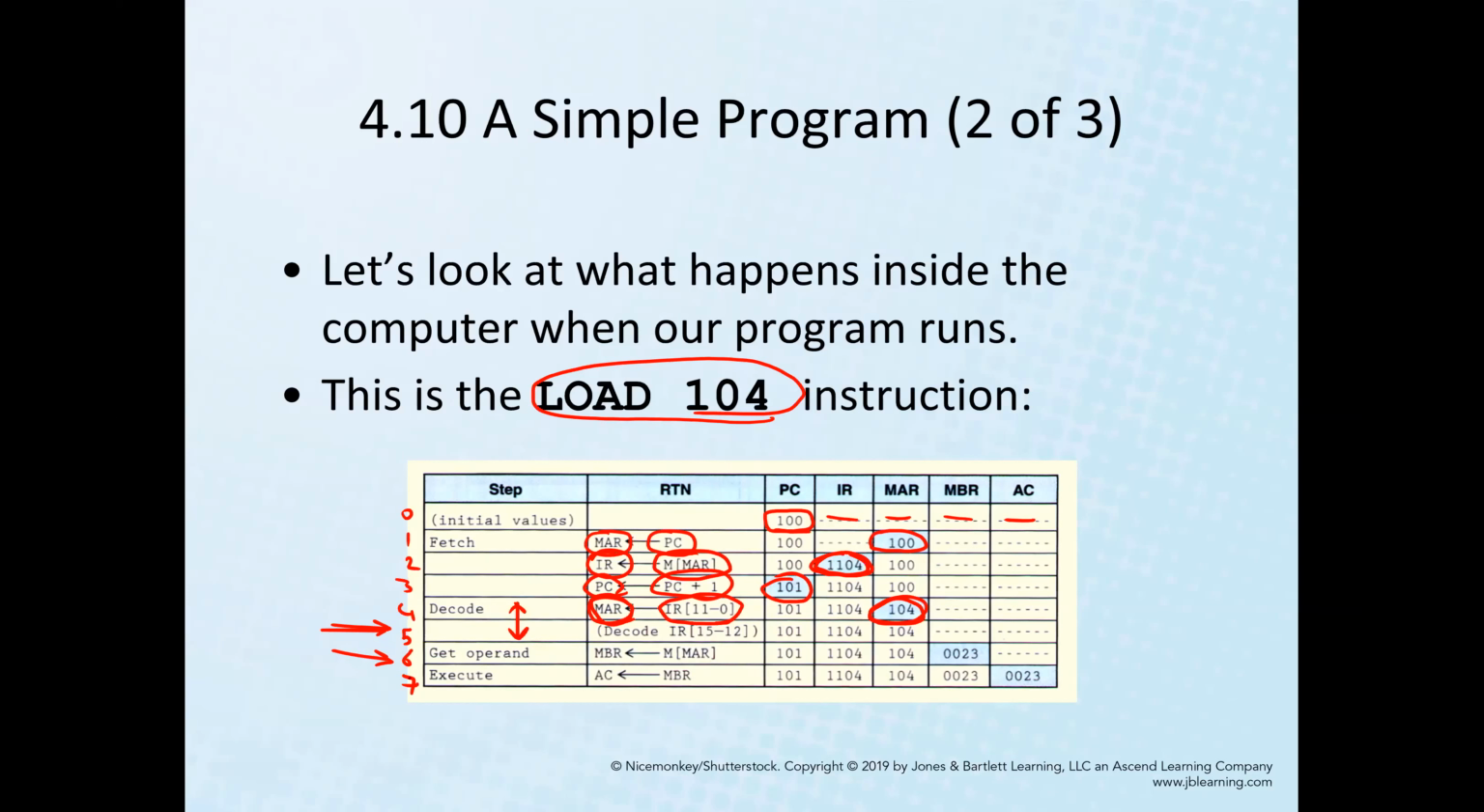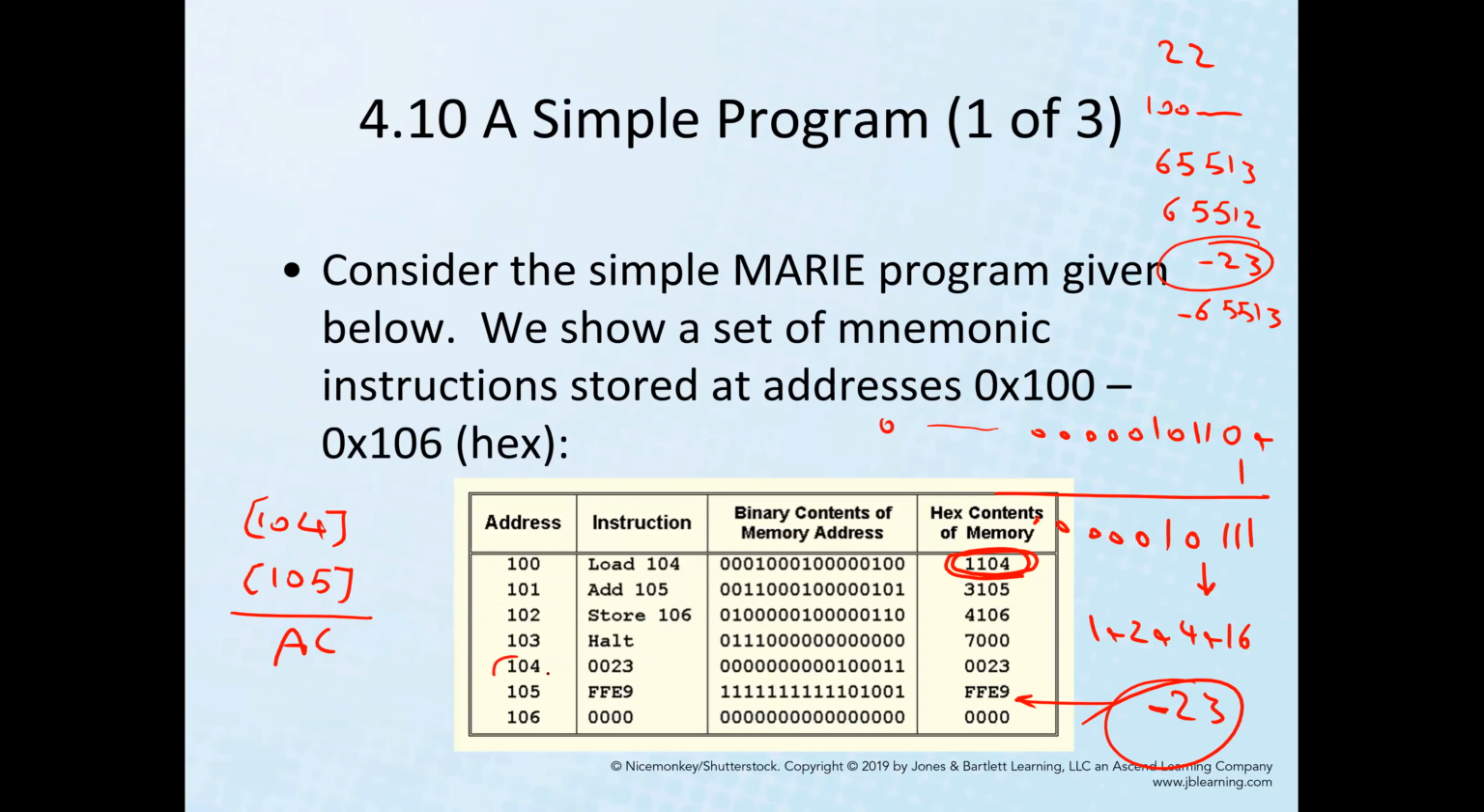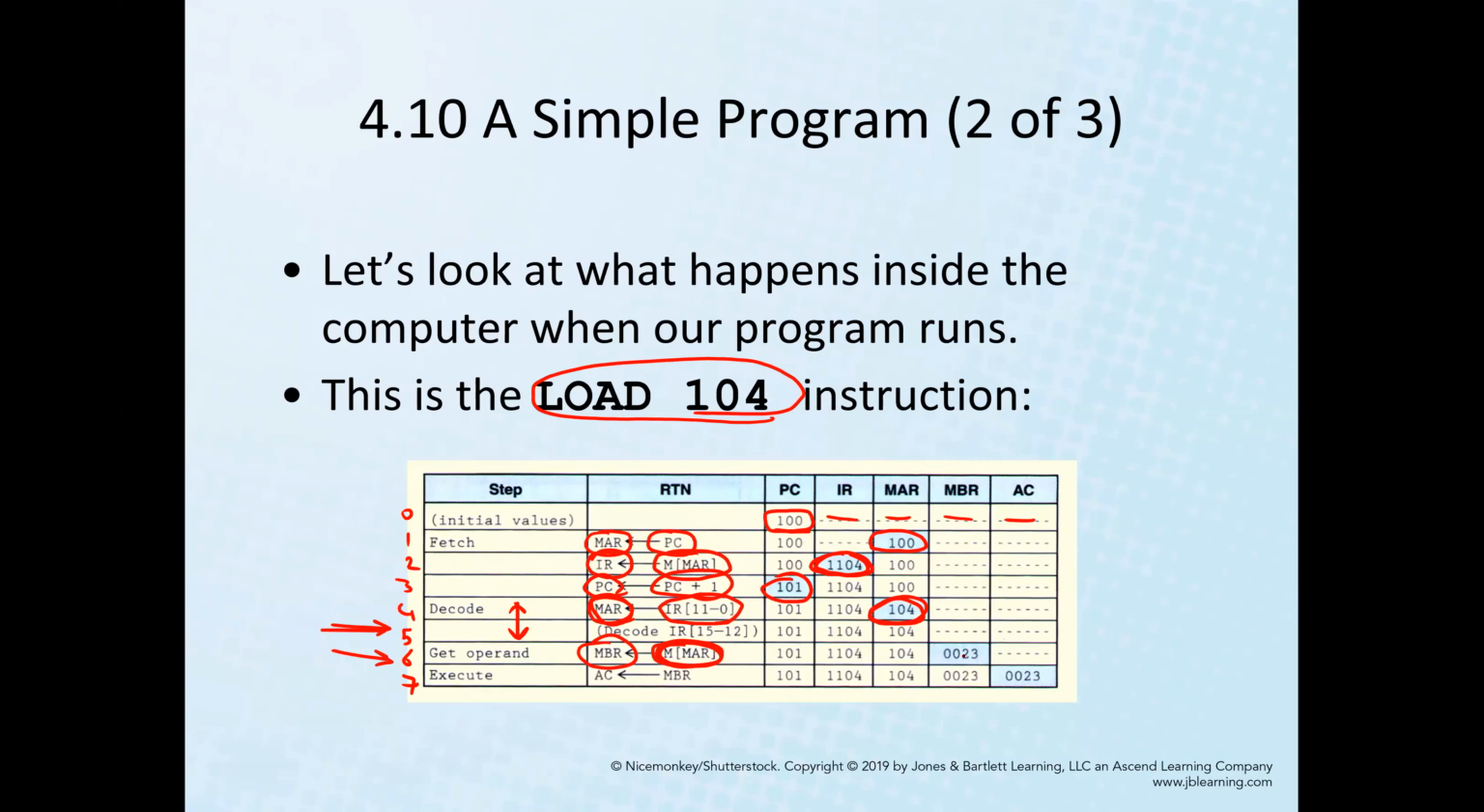How can we get the operand from the memory? We have the address of the operand, and we place it in MBR. What is the address of the operand? The address of the operand is 104. So the processor checks the address 104 to see which data is located in 104. The data in 104 is 0023. So this value will be loaded to MBR. At this moment, MBR has the value.